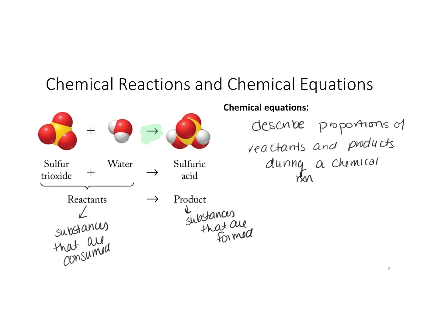There are a couple of different ways we can describe chemical reactions. We can talk about them in words: sulfur trioxide reacts with water to form sulfuric acid. Some of your context clues for going to the products are "to form" or the word "produce." That's a context clue that we're right there at the arrow.